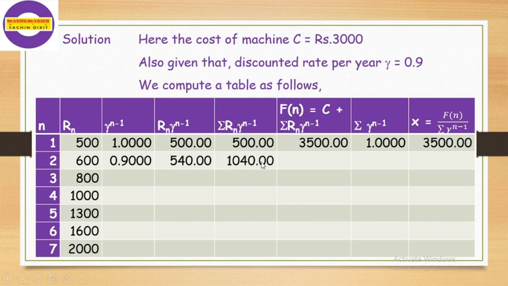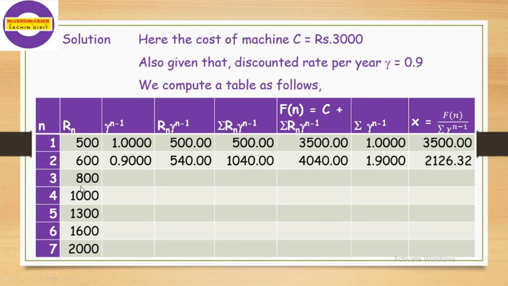Then we add the cost of the machine. The cost of the machine is 3000, and we add it here to 1040. We get 4040. Then we have to find the summation of gamma raised to n minus 1. Here it is 1. We have to add the second year's gamma raised to n, which is 0.9. So here we get 1.9. Now to find the average cost, we divide this 4040 by 1.9. We get 2126.32. Obviously it is a decreased value.